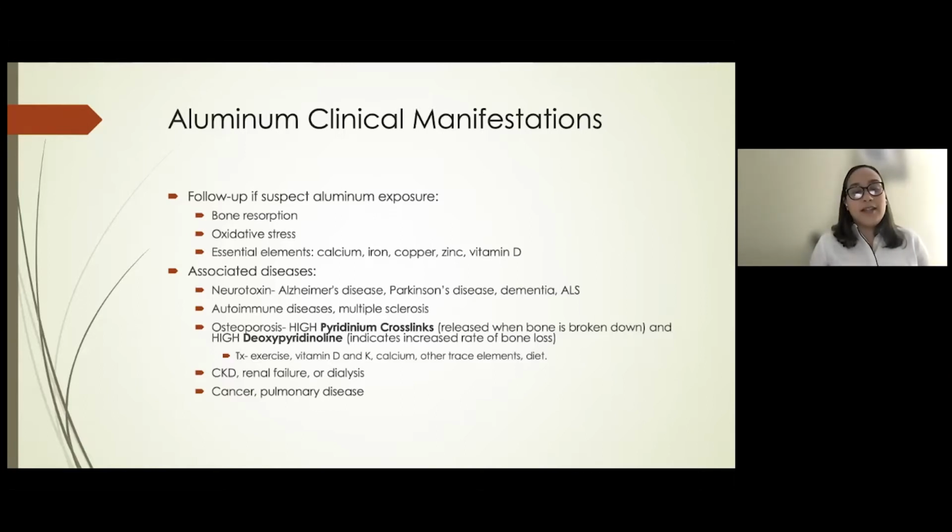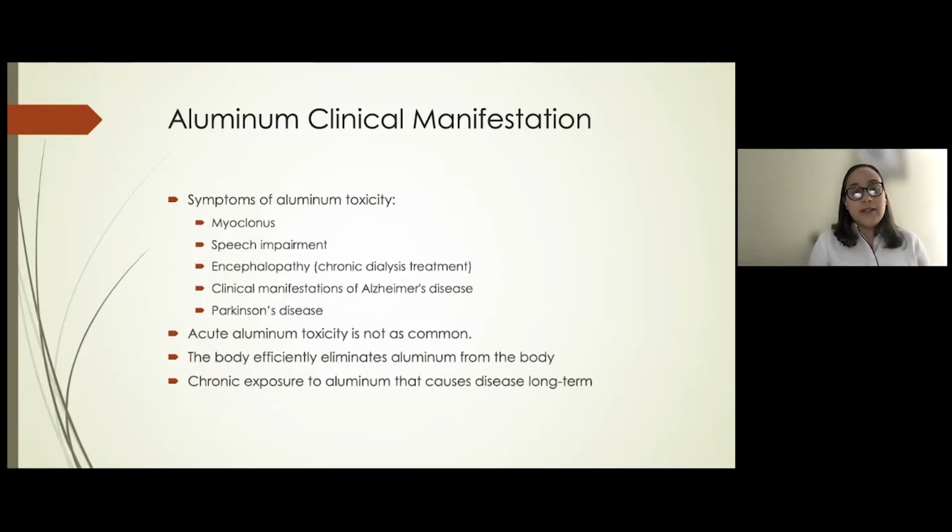Then there's chronic kidney disease, renal failure, and dialysis. These patients are obviously very prone to increased toxicity of metals, because they have an inability to excrete these since they have low renal function. And then obviously cancer and pulmonary disease.